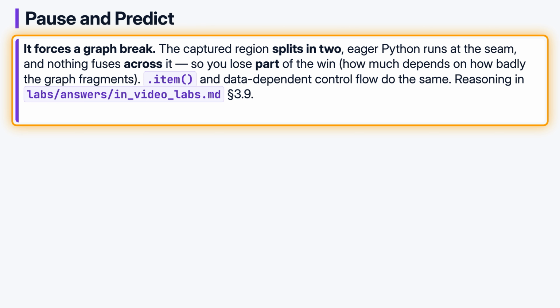It forces a graph break. The captured region splits in two. Eager Python runs at the seam and nothing fuses across it. So you lose part of the win, and how much depends on how badly the graph fragments. An item call, or data-dependent control flow, does the same. The full reasoning is in the course answers file, section 3.9.